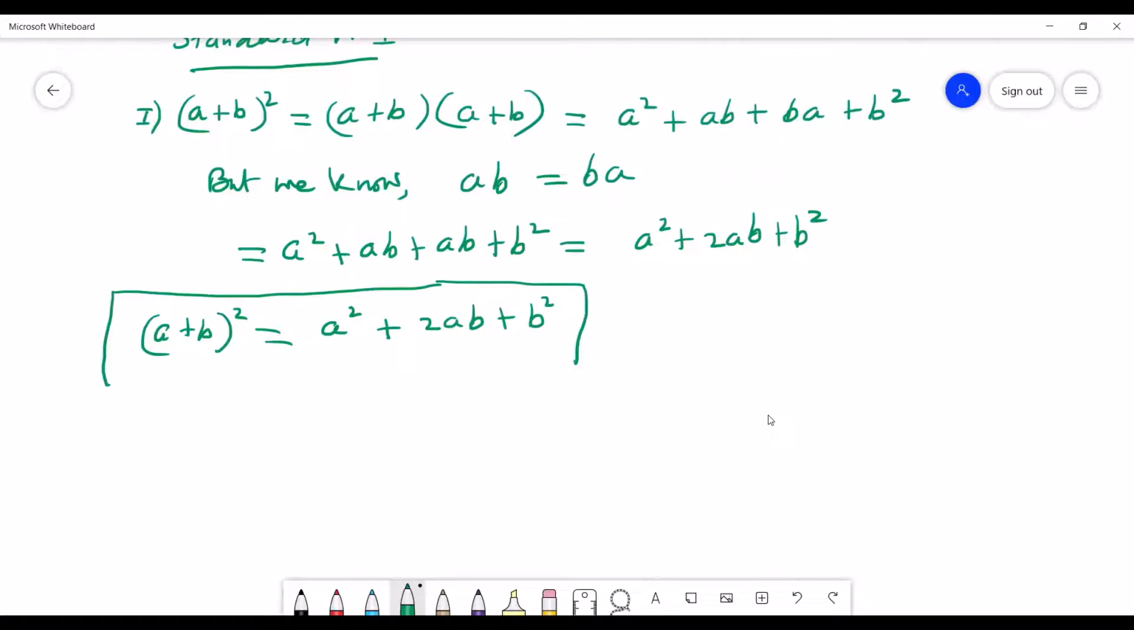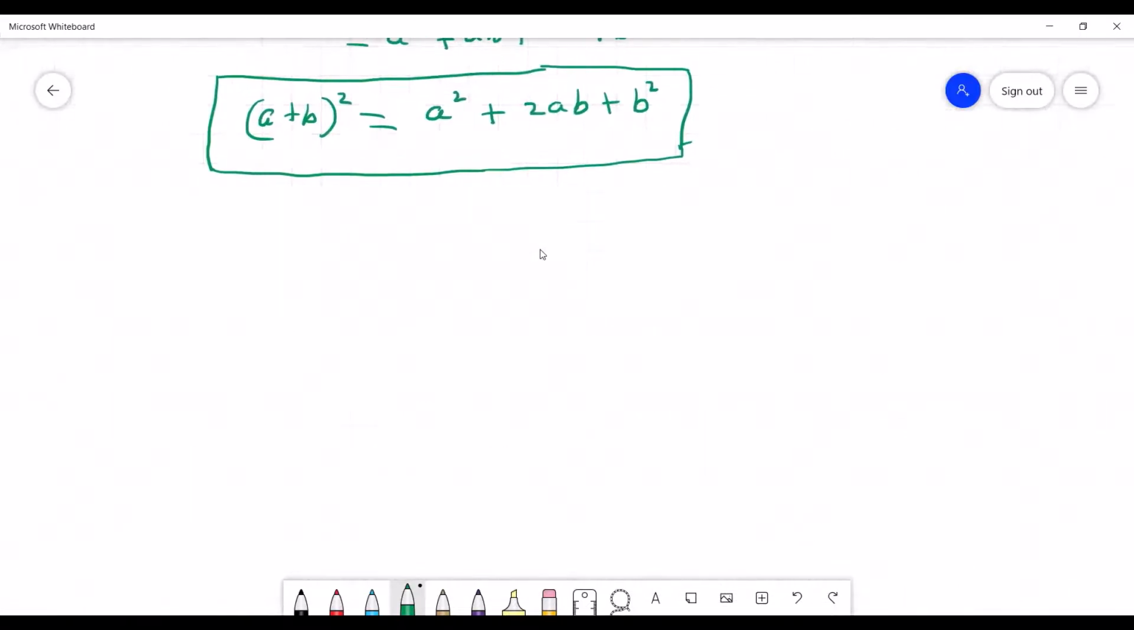In our higher classes, wherever you reach, we have the application of this algebraic identity. So I request all to remember this algebraic identity by whatever means you feel easy. And let us come to the second algebraic identity, that is (a - b) whole square.